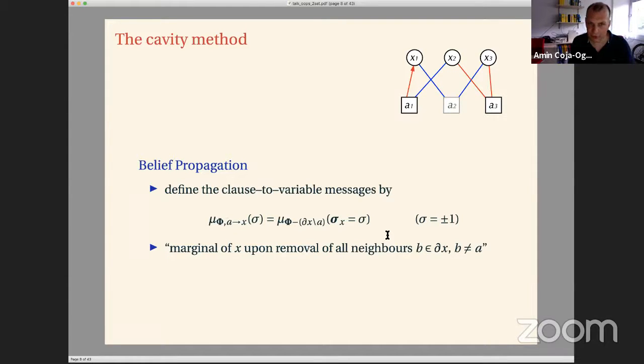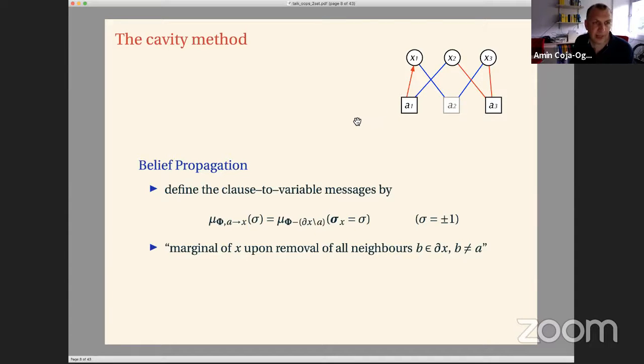How about the message in the reverse direction from a clause to a variable? The idea is similar, but this time the message from A to X, for example from A1 to X1, is simply going to be the marginal of this variable if I remove all the other clauses apart from A where X appears in. So in this specific case, the message from A1 to X1 would be the marginal of X1 if I remove A2. So in other words, this is effectively the influence of A1 on X1 if I forget everybody else. So this is essentially what A1 would like X to do if there was nobody else interfering.